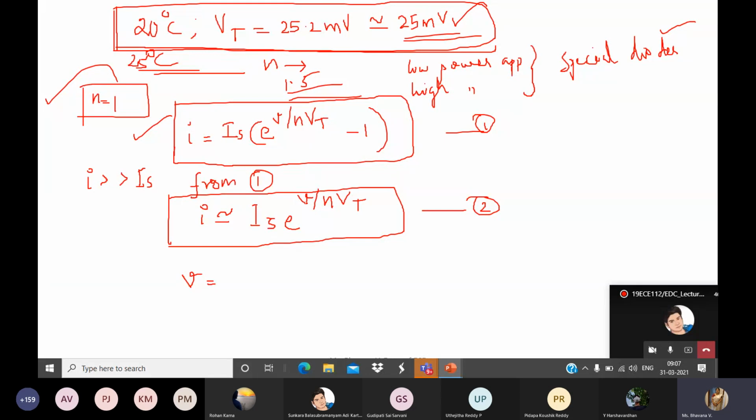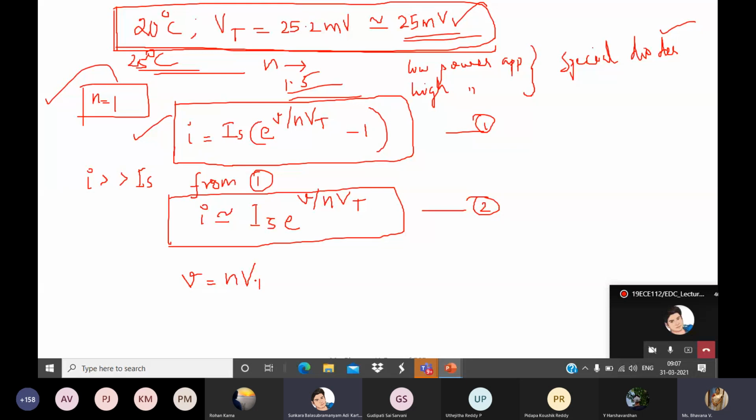You need to find out V. What do you have to do? You have to apply ln on both sides. nVT into ln of I by IS. Which logarithm? Natural logarithm or base 10 logarithm? Natural logarithm, ln. Correct. So what is the equation you are getting?